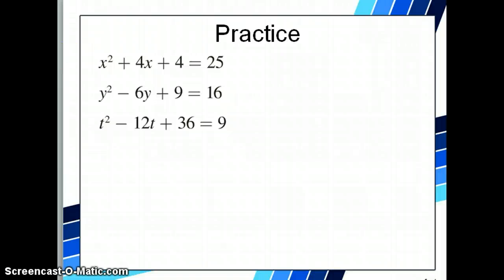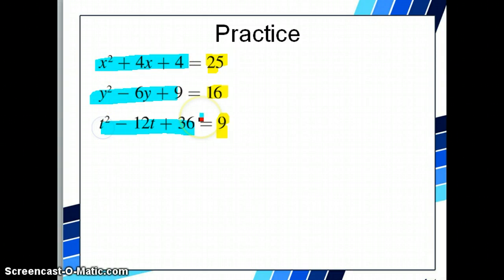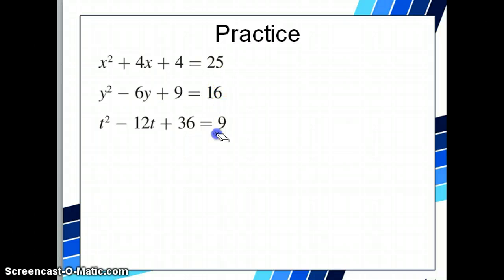So you can see there are points that are very similar, right? So we have all of our perfect squares on the right. However, on the left, we have trinomials. So first we have to get it in factored form, and then we can do it step by step like we just did. So let's take a look at the very top one there.